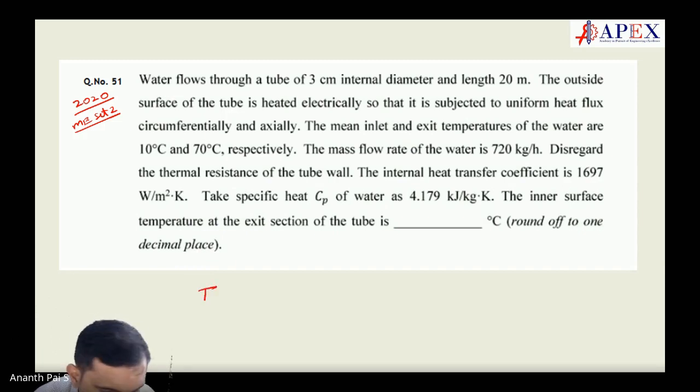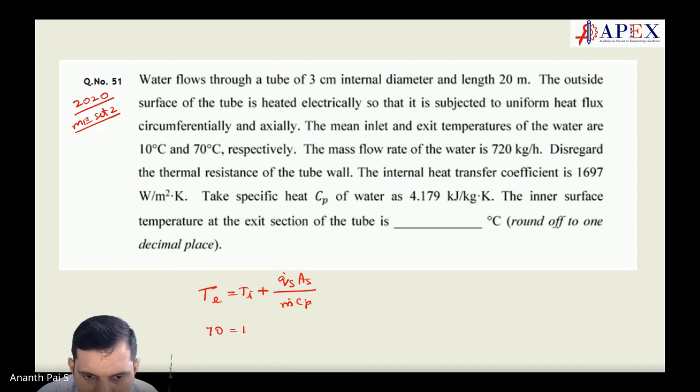You can write T exit is equal to T inlet plus Q dot S times A surface divided by m dot Cp. T exit is given as 70, T inlet is given as 10, plus Q dot S, which we do not know. A S is known, which is 2 pi r. R is given as 3 centimeters, so 1.5. So pi d, you can write pi into 0.03 into length, which is 20 meters as given. So 20 meters. Okay, m dot Cp.